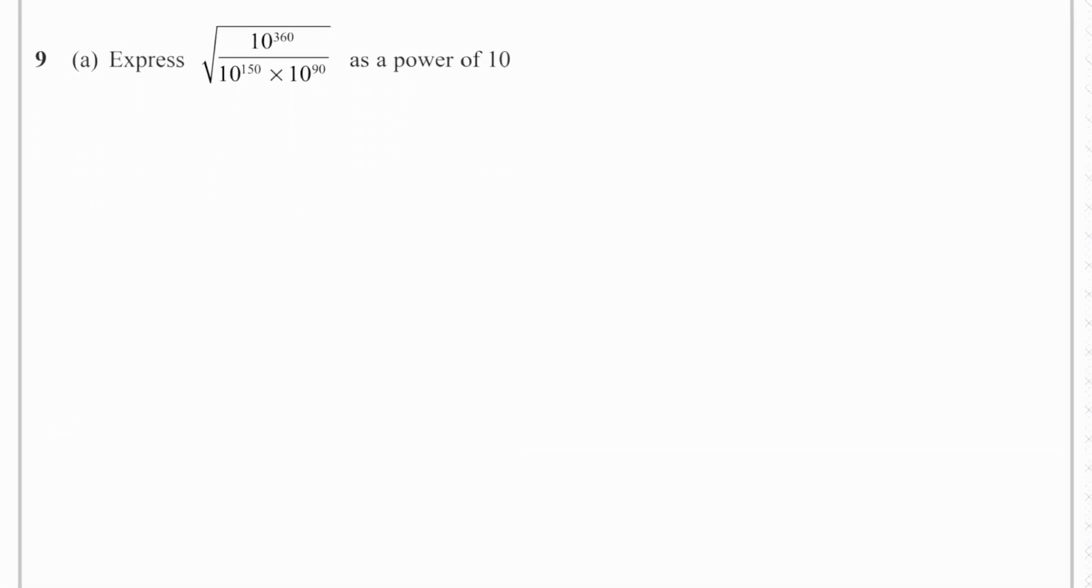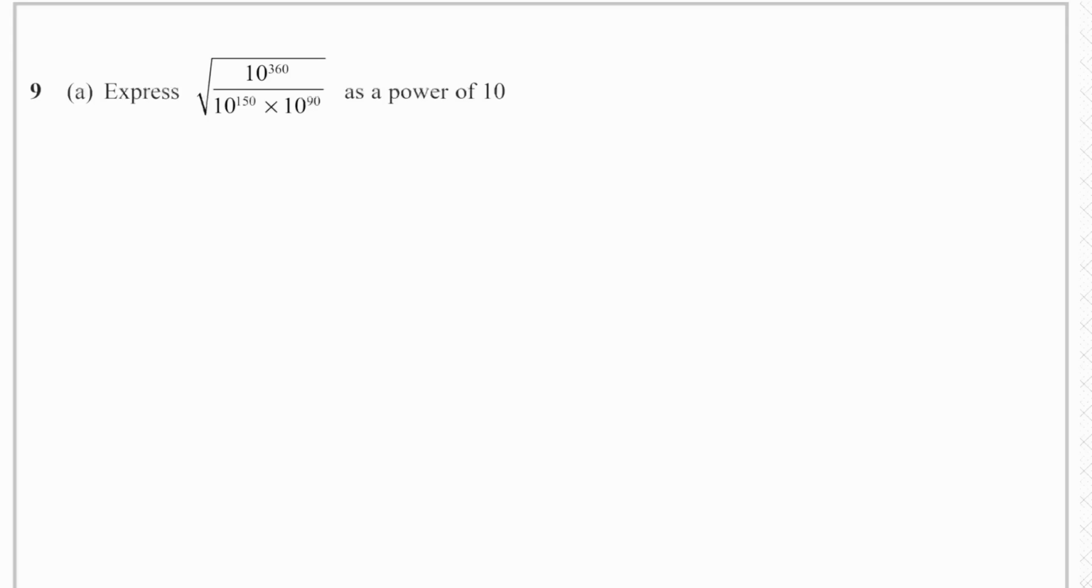Question 9, express this expression. So we've got a big square root and some powers in there as a power of 10. Okay, so the first thing we want to do is basically use the rules of indices to simplify this down. So I can see this expression on the bottom, 10 to the 150 times 10 to the 90. We can basically add the indices since they have the same base. If we add the indices, we get the equivalent just in one number. So 10 to the 150 times 10 to the 90, you just add them both together, you get 10 to the 240, right? 150 plus 90, 240.